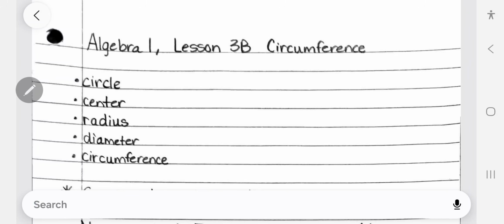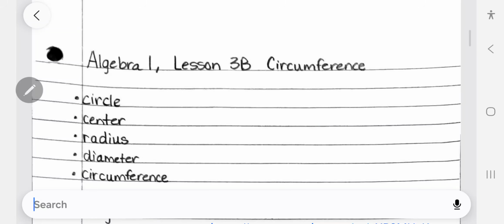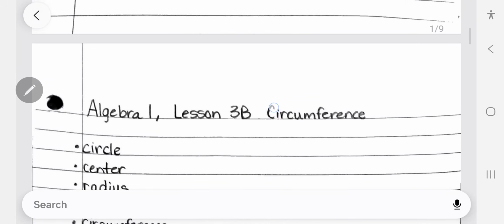This is Algebra 1, Lesson 3b. We're going to be discussing circumference. So if you watched the last video, 3a, I asked, what do you call the perimeter around a circle? Well, this is your answer. You call it the circumference.